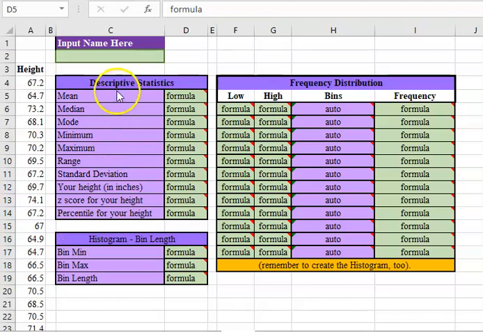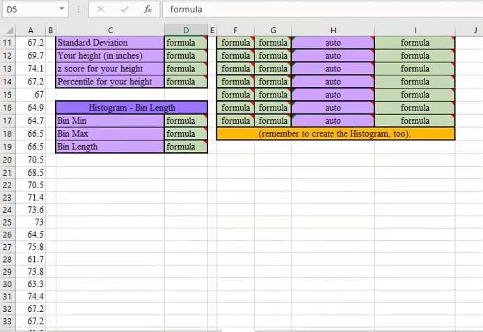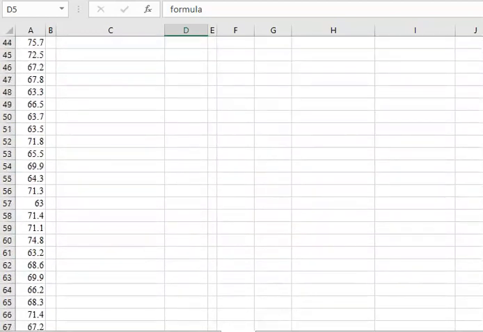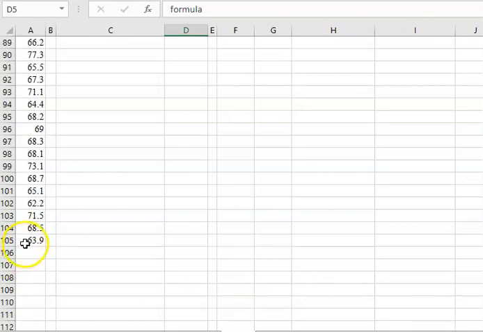Hi, I'm going to talk about descriptive statistics based on a randomly generated data set of 102 heights. The first data is located at cell A4 and the last data is located at cell A105, all the way down over here.